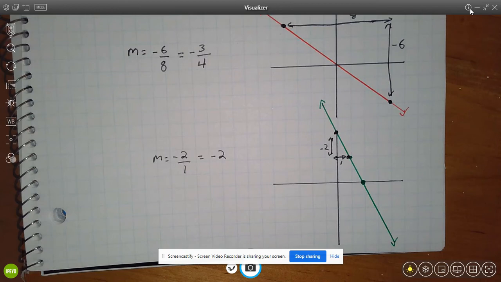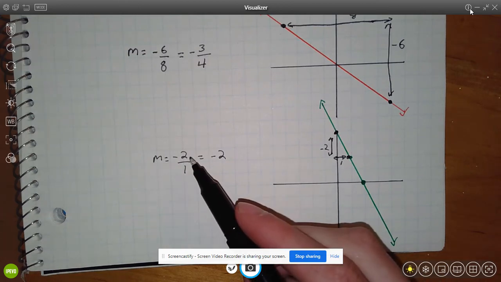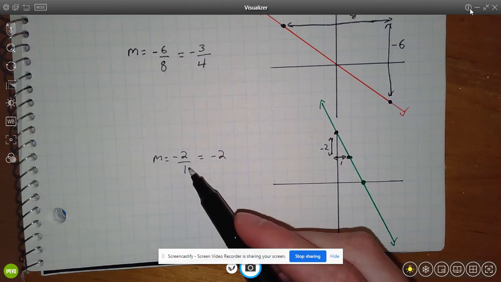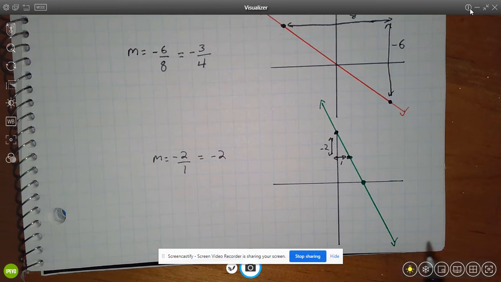Sometimes we like leaving it in a fractional form. The fractions are really helpful because it tells us exactly how much I need to go up or down, and then how much I move from left to right. So that slope, it's the same as rate of change. It's always defined as change in y divided by the change in x.